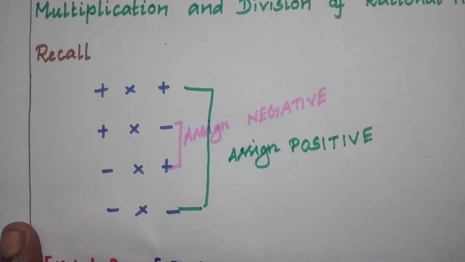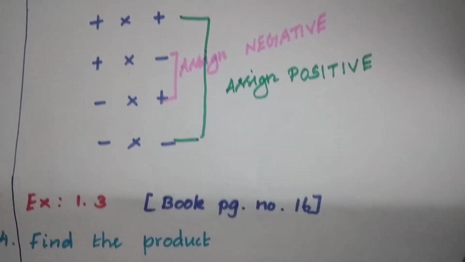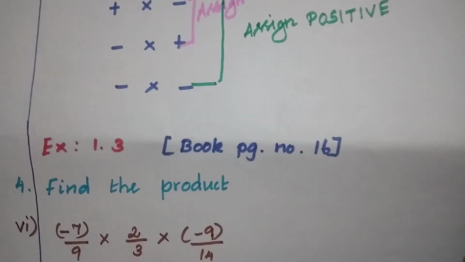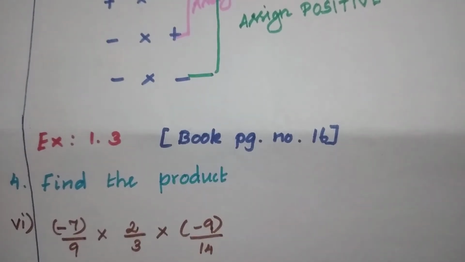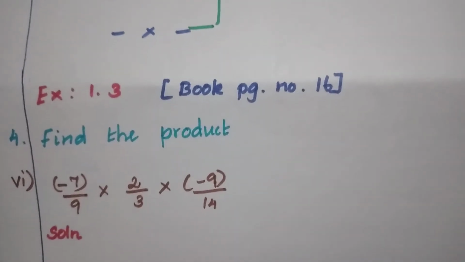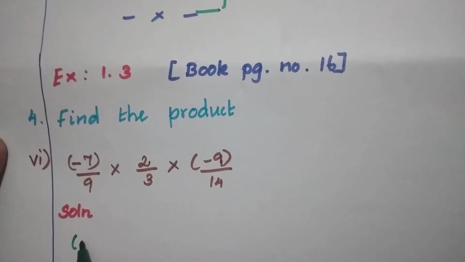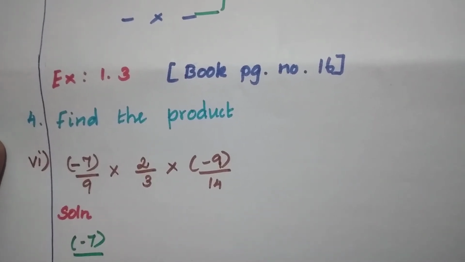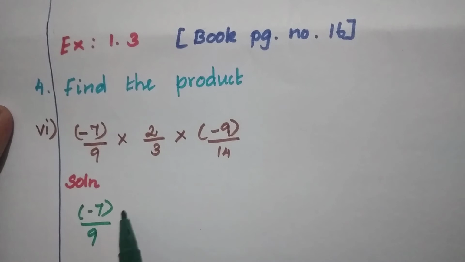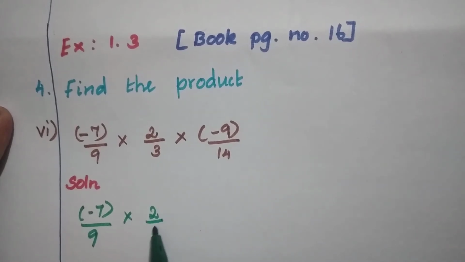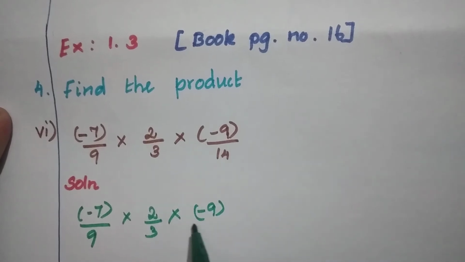Based on this, today we are going to solve the problems in exercise 1.3. Fourth question, find the product. Minus 7 by 9 into 2 by 3 into minus 9 by 14.